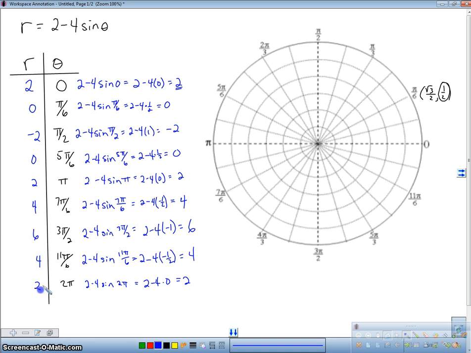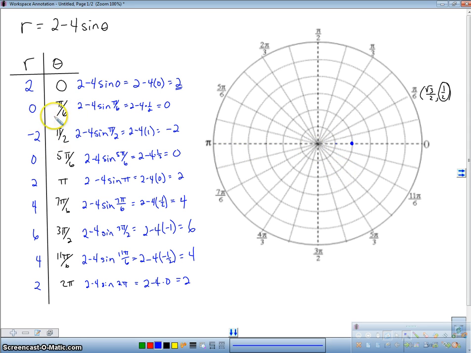Okay, so I'll pause for a second so you can write this down. Is everybody done? Okay, so let's go ahead and graph it. We're going to graph these r, theta points. Theta being 0, this is 0 degrees. We're going to go out 2. So out 2, that's right here. I'm going to put a point right there.